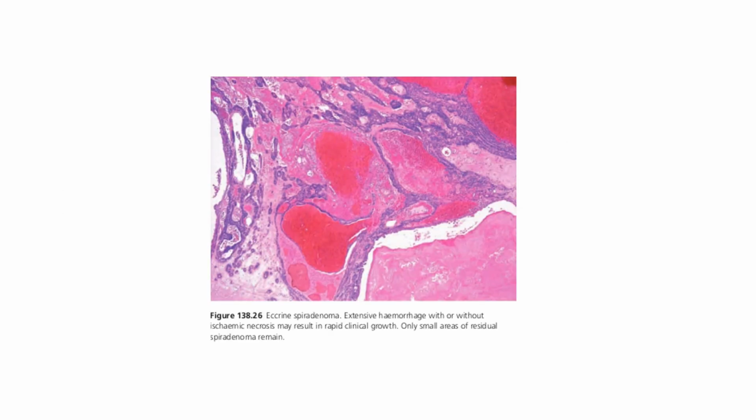Right, so this is what it appears like under the microscope. As you can see, there is a lot of bleeding, these islands of blood, of RBCs, right?